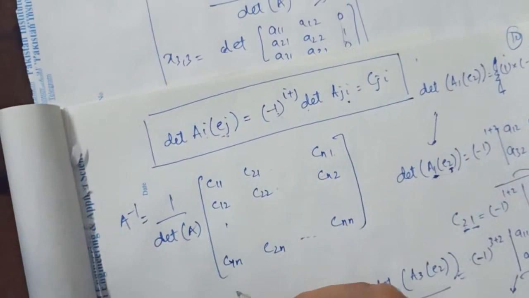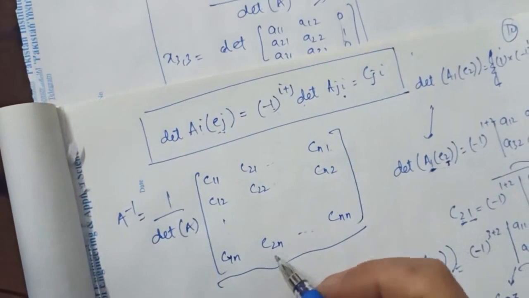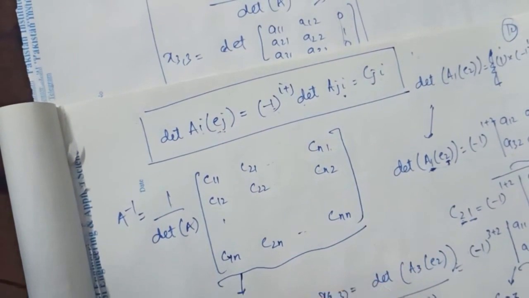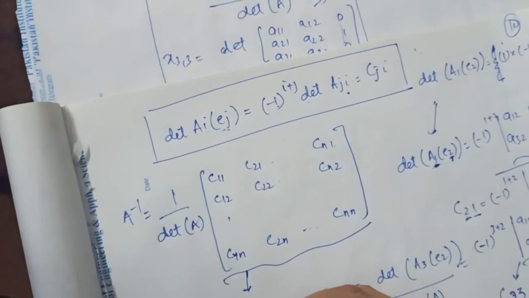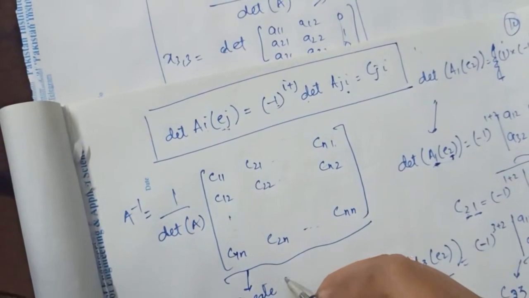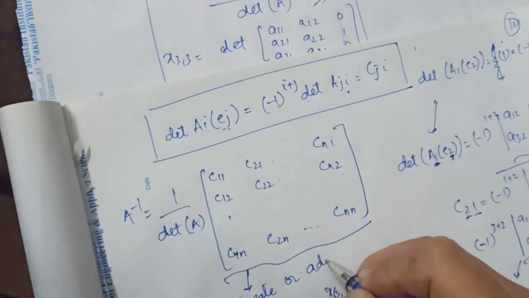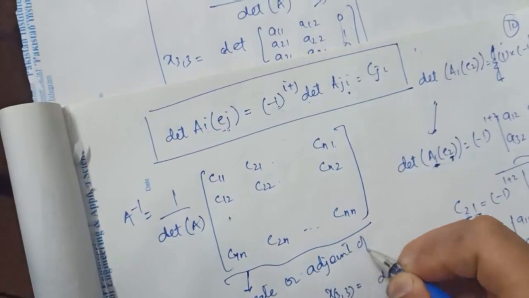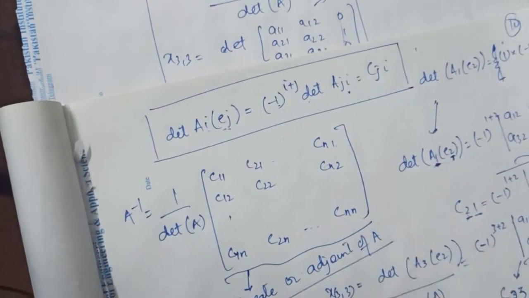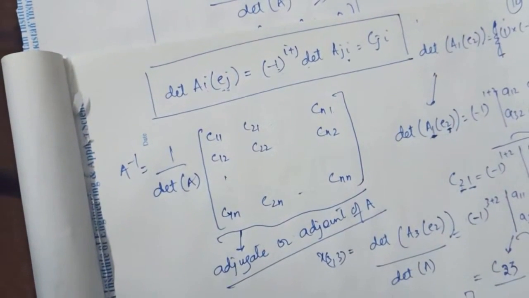Now if you recall, this is called the adjugate, or adjoint, of A, right? This is called the adjoint of A.